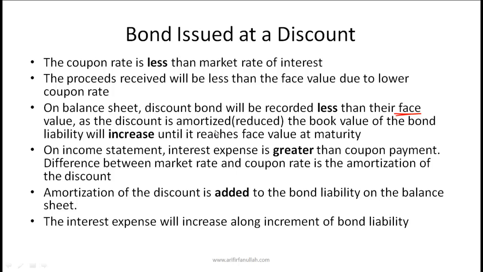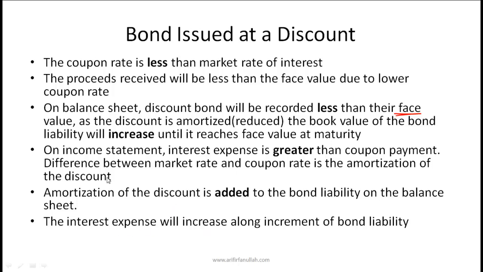As the discount is amortized, the book value of the bond liability will increase until it reaches face value at maturity. On the income statement, the interest expense is greater than the coupon payment. The difference between the market rate and the coupon rate is the amortization of the discount. Amortization of the discount is added to the bond liability on the balance sheet. So as the bond liability increases, the interest expense will increase.